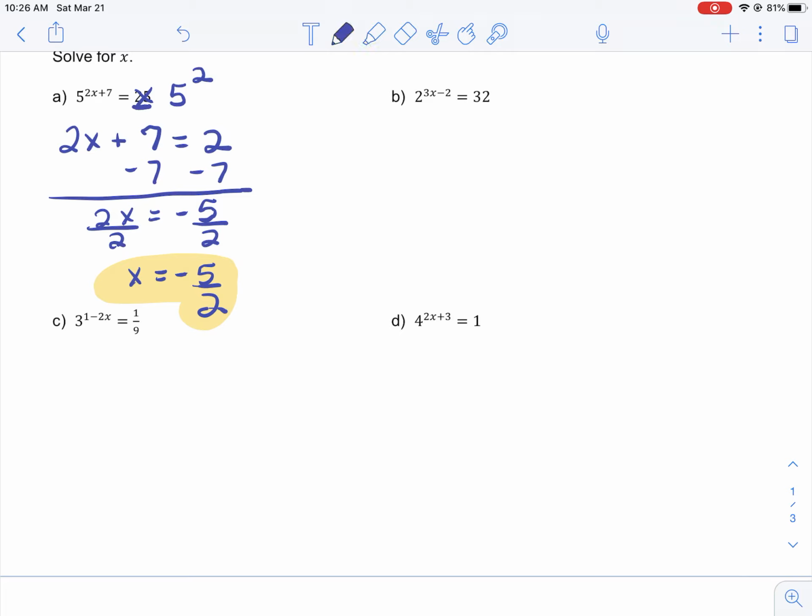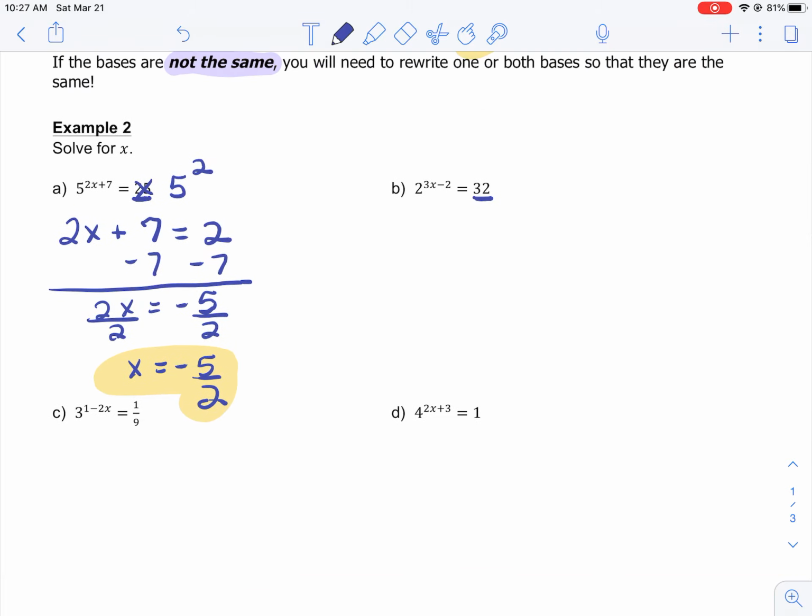The next problem, we have 2 to the 3x minus 2 equals 32. Again, try to rewrite the larger number, the 32, with a base of, in this case, 2. Some of you right away recognize, oh, 32 is 2 to the 5th power. If that wasn't obvious to you, you could use guess and check in your calculator. If you do 2 to the 3rd, you get 8. 2 to the 4th, 16. 2 to the 5th, bingo, you get 32.